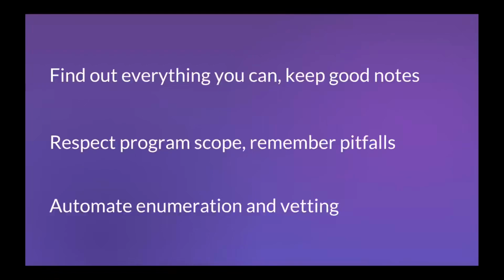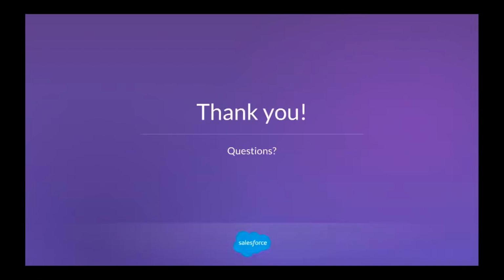All right, so here it is, condensed. Just find out everything you can. Keep the best notes that you can. Please respect program scope. Remember those pitfalls that we talked about, fuzzy ownership. And to save yourself some time and to really keep doing this continuously, automate as much as you can and vet things carefully. Thank you.